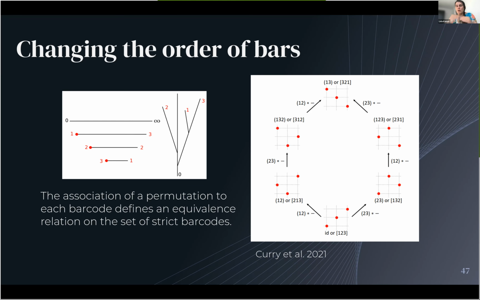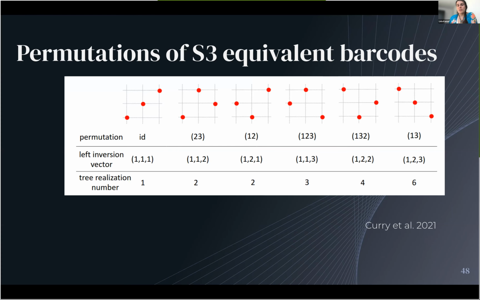We're just concerned about the order of the bars in the barcode. So here is an example of all the possible orders that we can have and their permutations. For this example of this barcode, they're permutations of S3. So that's what we call an S3 equivalent barcode.